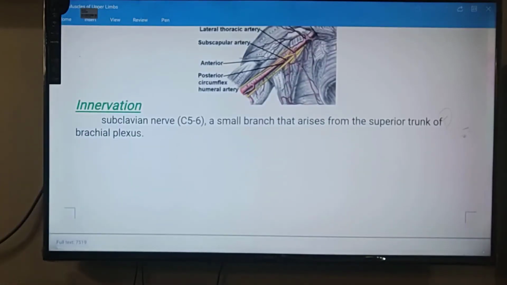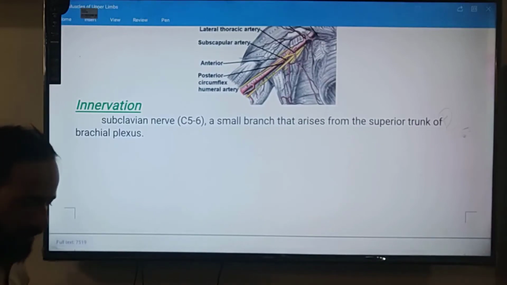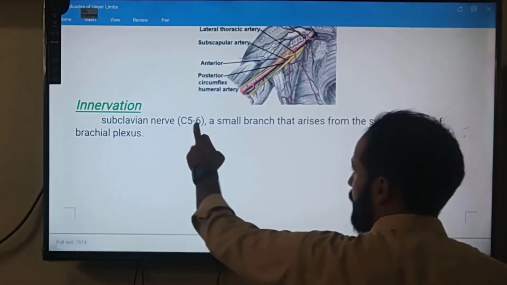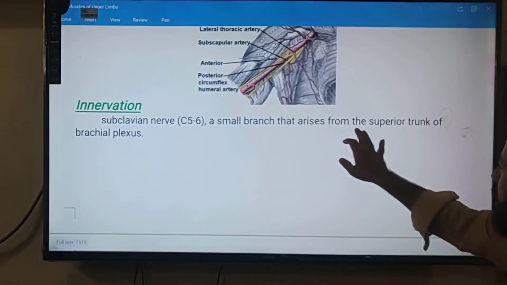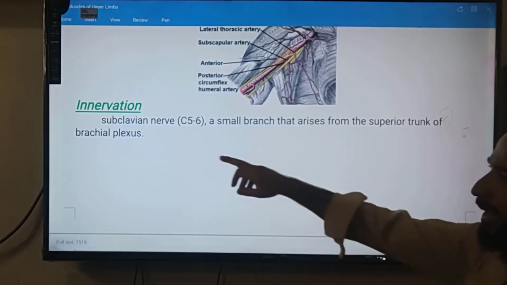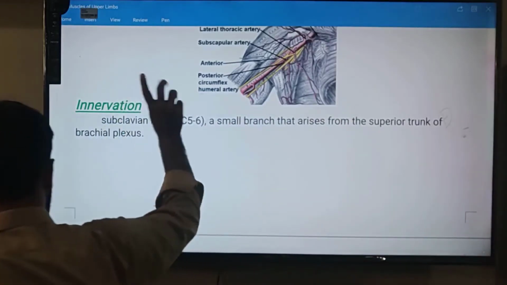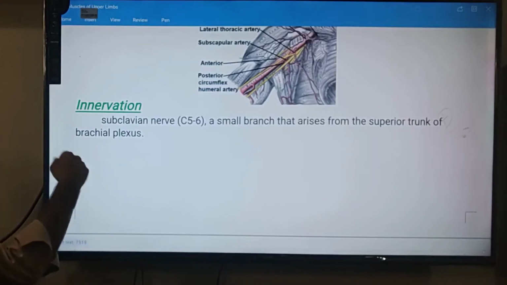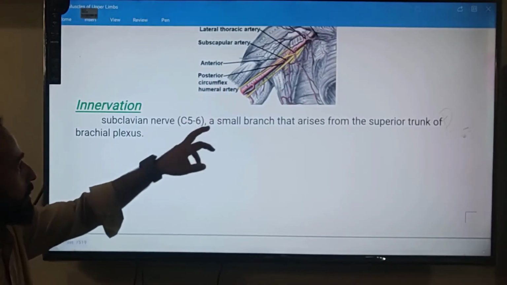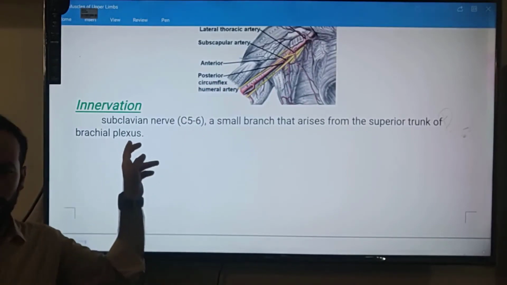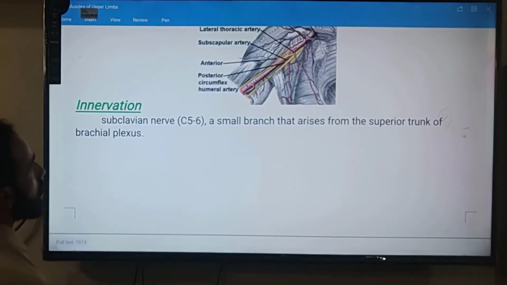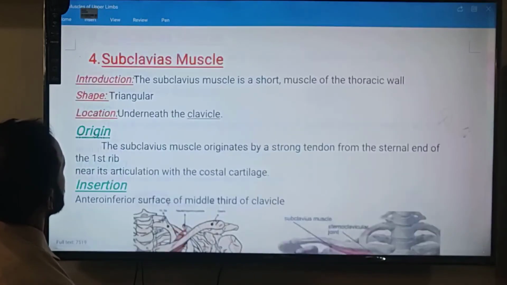And what is its innervation? It is innervated by the subclavian nerve, which arises from C5 and C6. A small branch arises from the superior trunk of the brachial plexus. Again we say that the subclavius muscle is innervated by the brachial plexus, right? This was about the subclavius muscle.